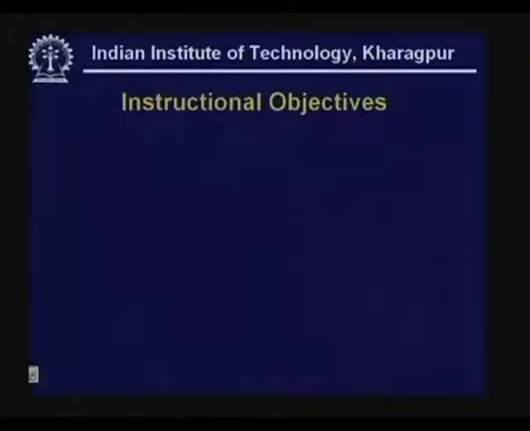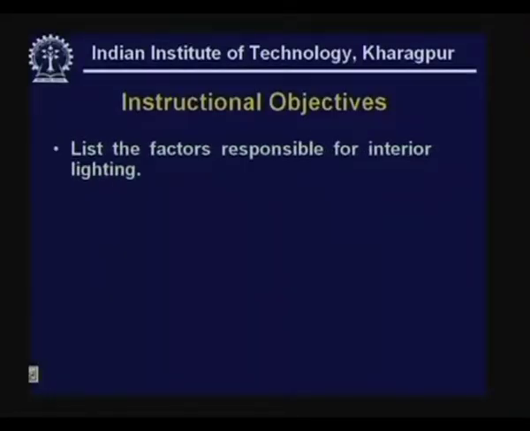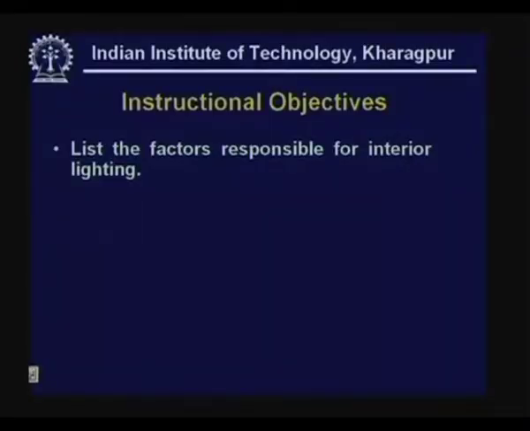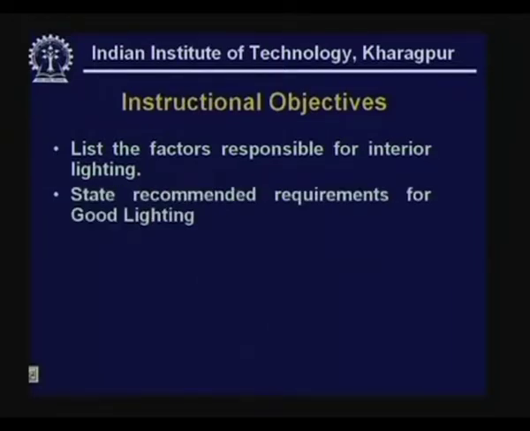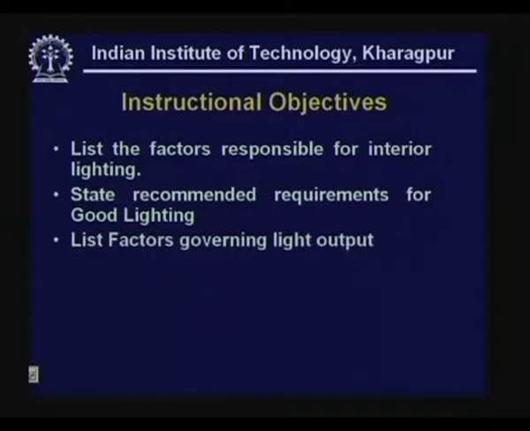Hence, the instructional objectives for this lesson would be: the first one, list the factors that are responsible for interior lighting. We are talking about the interior lighting. In fact, today most of the times when you are working indoors, there may be need to illuminate using artificial sources even during day, and that's where it becomes necessary. 2, state recommended requirements for good lighting. 3, the various factors that govern the light output in case of interior illumination.